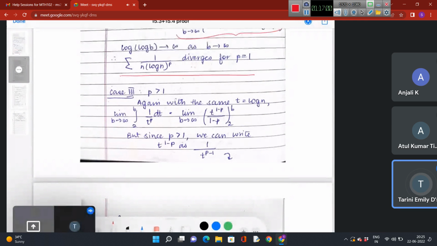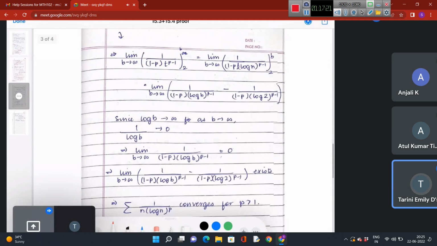The different case is when p is greater than 1, where again we're using the same substitution. Here we have t raised to 1 minus p, but since p is greater than 1, 1 minus p will be negative, so we can take that term to the denominator.